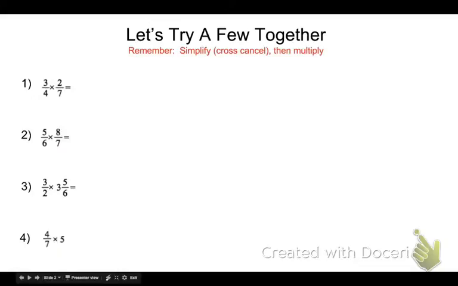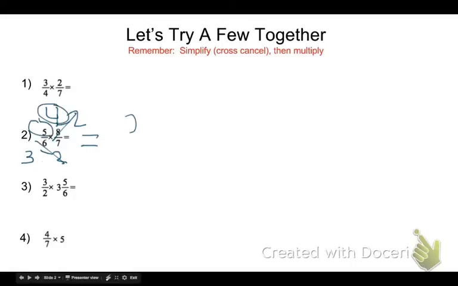2 times 3 is 6, and 2 times 4 is 8, and that's all I can think of. So it looks like 2 is the number that they have in common. I will divide them both by 2. 8 divided by 2 is 4. 6 divided by 2 is 3. I just completed the cross canceling. Now I'm ready to multiply straight across.